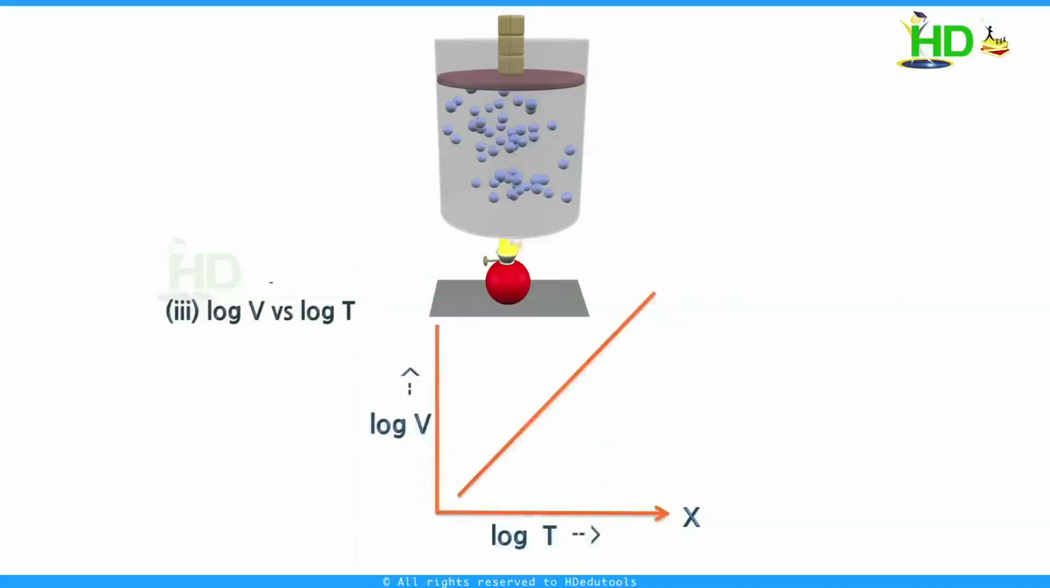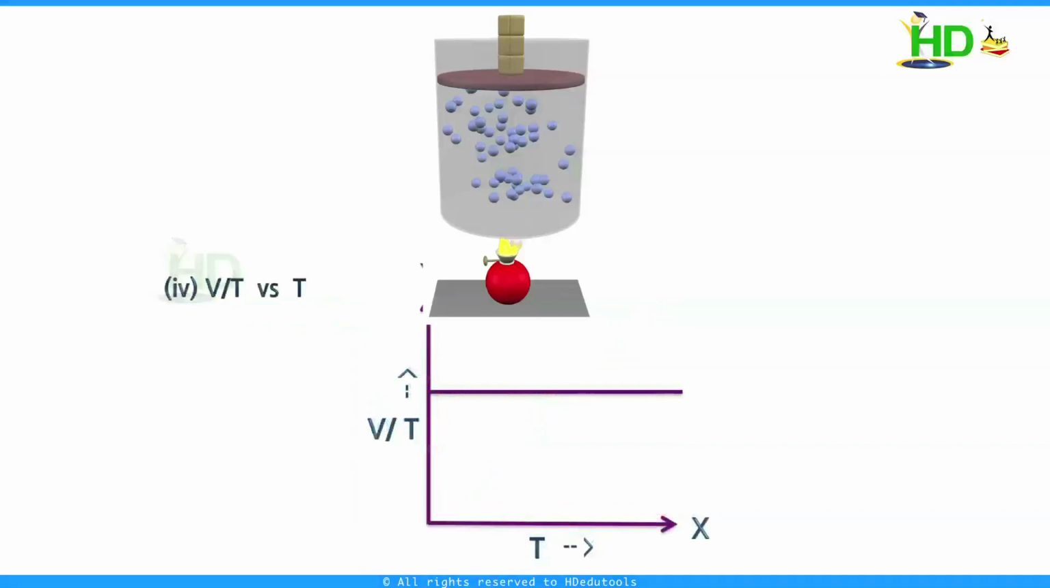If we draw a graph of log V versus log T, taking log T along the x-axis and log V along the y-axis, as V is proportional to T, log V is proportional to log T, so it is also a straight line. If we draw a graph taking temperature along the x-axis and V by T along the y-axis, already we know that V by T equals a constant. Therefore, this is a straight line which is parallel to the temperature axis, that is the x-axis.